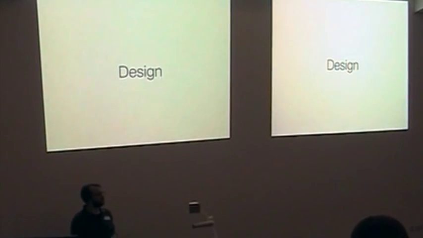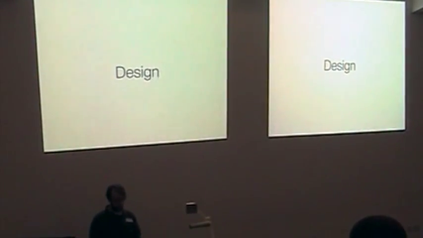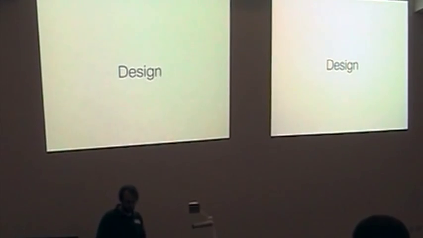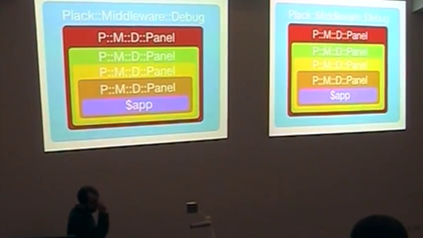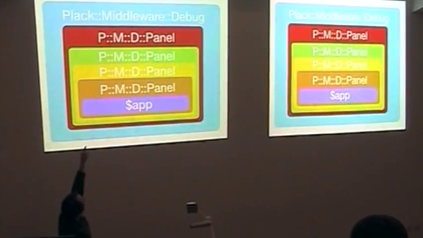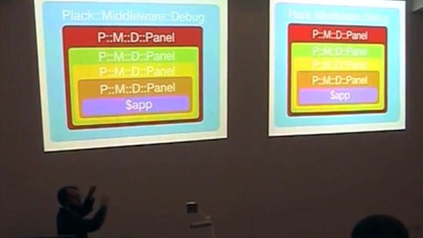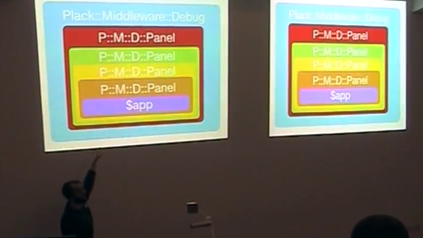I'm going to quickly go over the design, and then dive into some live examples, so hopefully they won't screw up too badly. Just quickly, I'm going to review the old Plack middleware debug design. It was based heavily on middleware. You configure Plack middleware debug and tell it all the debug panels you want it to run. Each one of those is also written as a piece of middleware, so they just continually wrap and wrap and wrap until they're wrapping around the app.